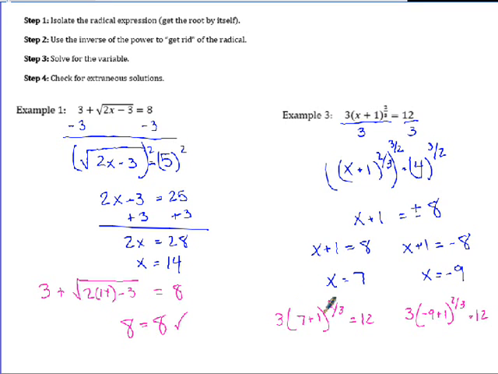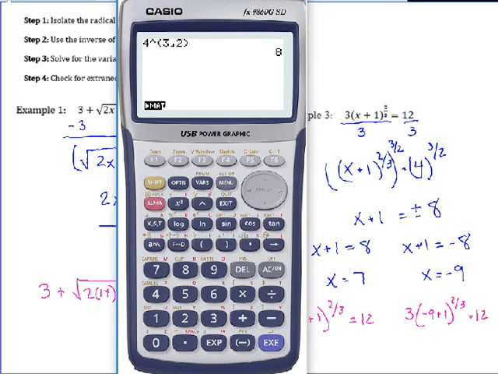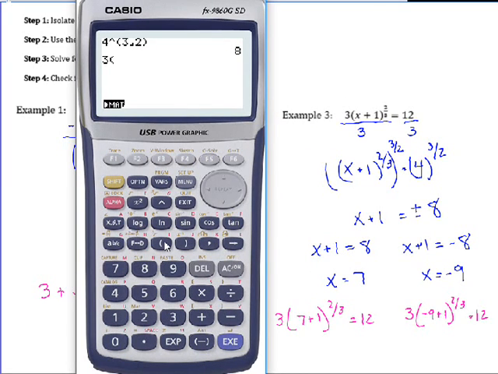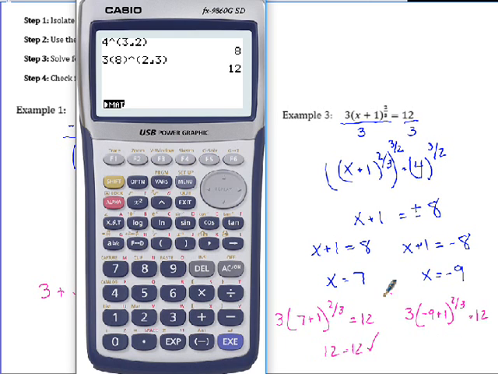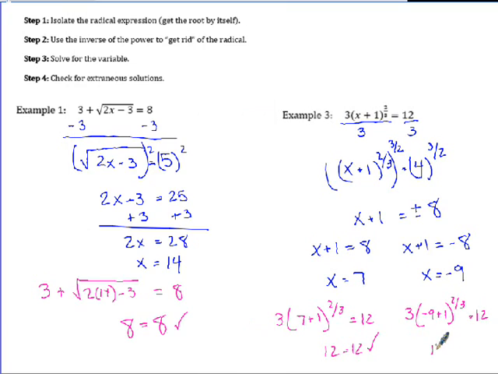Okay, and I would do this all in the calculator all at one time. Just makes it easy. So 3 parentheses, 7 plus 1 is 8, and that's going to be raised to the, I'm going to put that fraction in parentheses, alright, to the 2/3. 3 times 8 to the 2/3 is 12. 12 is equal to 12. That side is good. Let's check the second one. So I have 3 again times negative 9 plus 1 is negative 8. So 3 times negative 8 to the 2/3. And that is also equal to 12. So both of these solutions work.